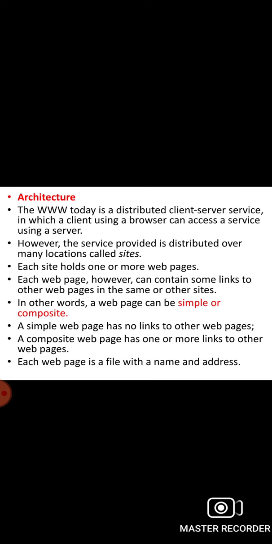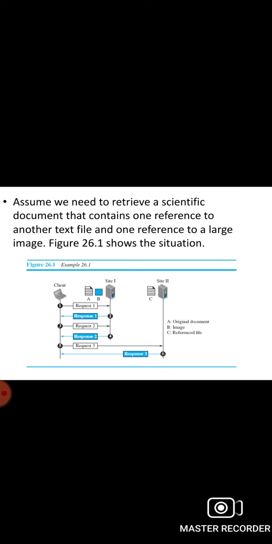Now let's see the architecture of the World Wide Web. So this diagram shows the architecture. The World Wide Web today is a distributed client-server service in which a client using a browser can access a service using a server. However, the service provided is distributed over many locations called sites.